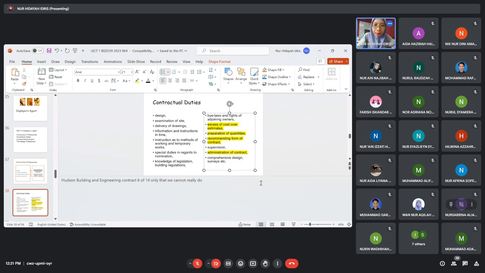Okay, apa lagi? Examination of site kita buat tak? Delivery drawing kita buat tak? Information of instruction kita tak buat. Instruction tak buat. Special duties tak buat. Knowledge ni semua. Ini je yang QS buat. Selain daripada tu adalah consultant lain yang buat. Especially architect lah. So don't be surprised.